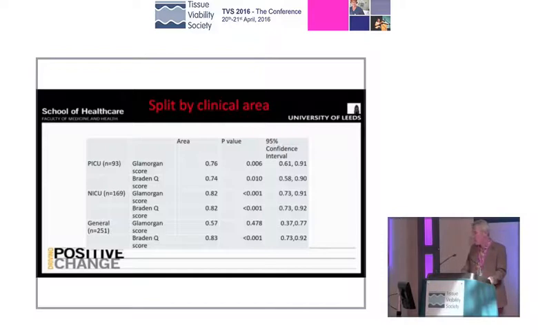For NICUs, it's similar, but for general paediatric wards, it does look like there's a larger difference between the two scoring systems. But there's, again, quite a lot of overlap, but not that much. When I say there's a little bit of overlap, not a great deal. So you could be arguing here that in the intensive care units, it probably doesn't much matter which tool you use, but in paediatric general wards, it could well be that the Braden Q is better, even though it was designed for adults and the Glamorgan score was designed for children, which is not what I was expecting to see.